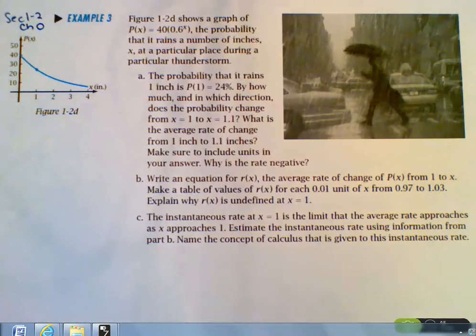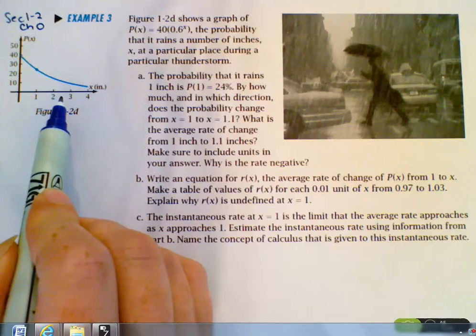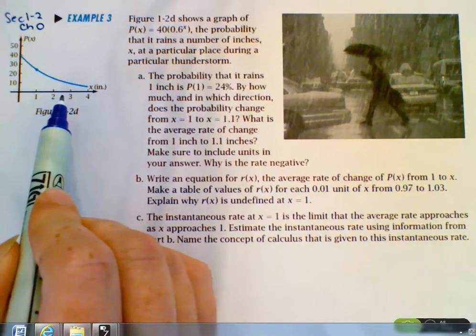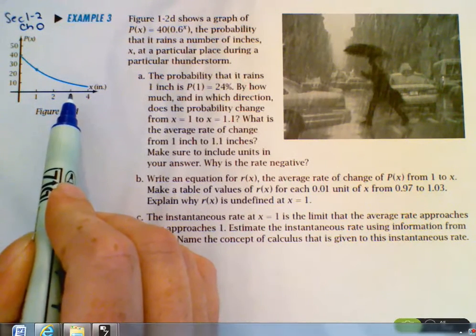It says figure 1.2d, so the graph here shows a graph of P of x equals 40 times 0.6 raised to the x power. And this represents the probability that it rains a number of inches x at a particular place during a particular thunderstorm.